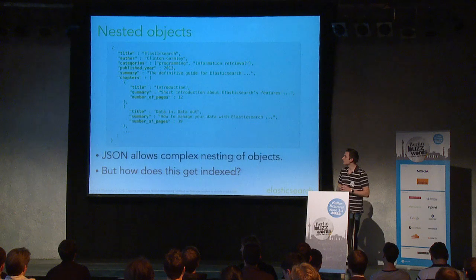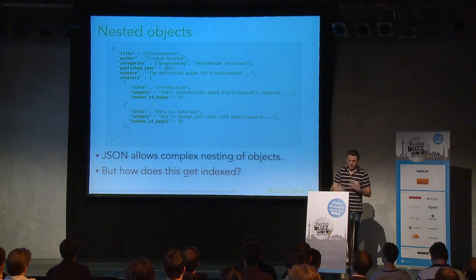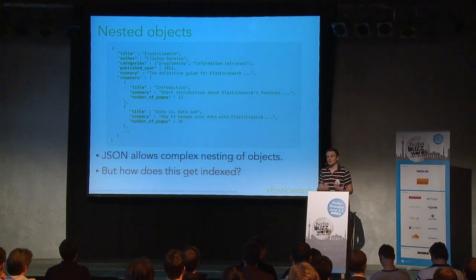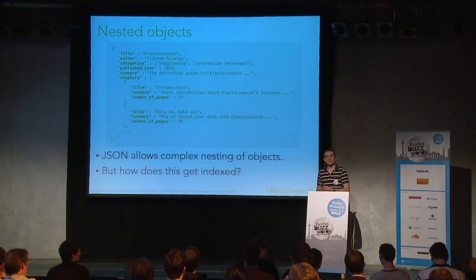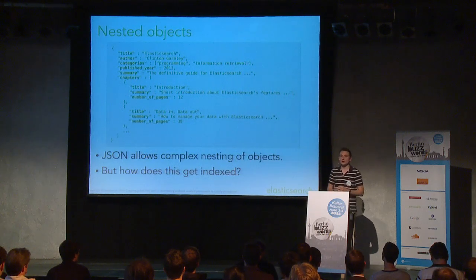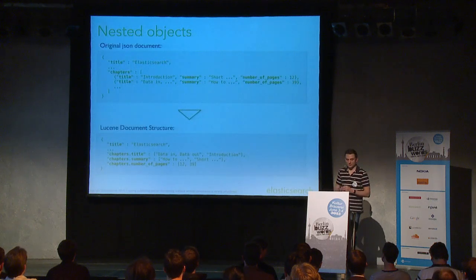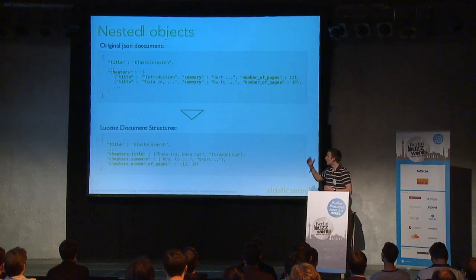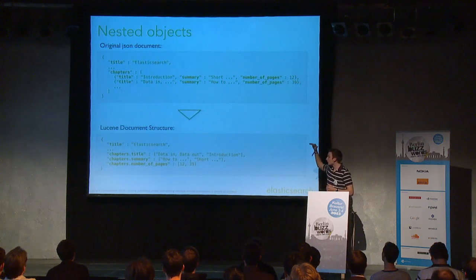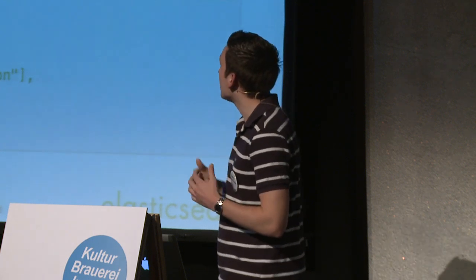The question is, how does this get indexed? Under the hood, ElasticSearch uses Lucene, so it's translated into a Lucene document, which has no notion of hierarchies or nested fields or anything like this. So this is what happens. The original JSON is basically flattened without the structure of the inner objects.